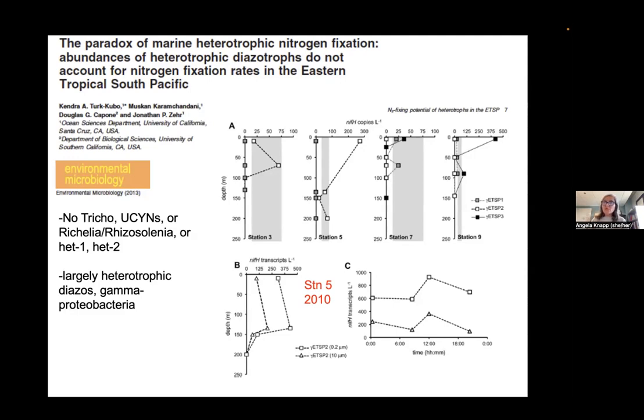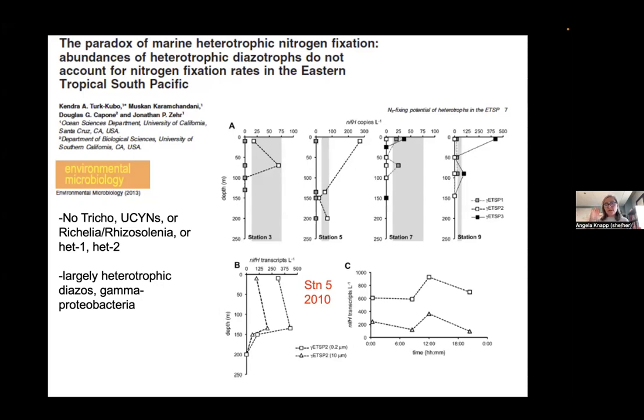But what she did next was really interesting. What she did was she took the estimated abundance of the diazotrophs based on her molecular data, how many gene copies she found. And then she went to the literature and she took estimates from the literature for the diazotrophs that she did find and their per cell rates of nitrogen fixation.